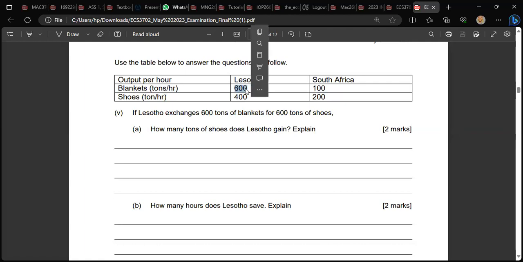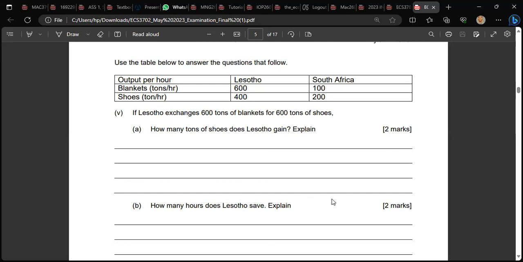So I'm going to repeat it again. They are giving up this 600 to get 600 shoes. So they are receiving 600 shoes. In terms of opportunity cost prices, 600 blankets only gives them 400 shoes, but they are instead getting 600 shoes. Which means they are gaining the difference between the 600 that they are getting from South Africa and the 400 that they could have manufactured. So it's a total gain of 200 shoes.